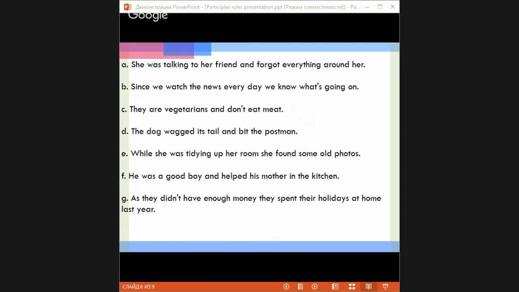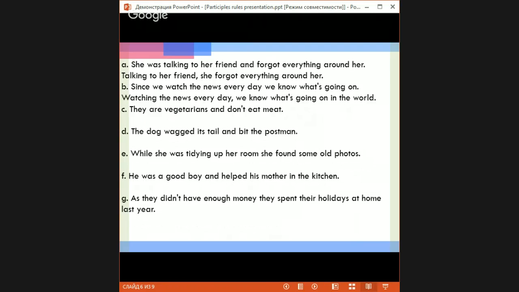I guess we will start checking. Let's look at the usual sentence, and then let's look at the answer, how to create a present participle clause. She was talking to her friend and forgot everything around her. Talking to her friend, comma, she forgot everything around her. Since we watch the news every day, we know what's going on. Watching the news every day, we know what's going on in the world.